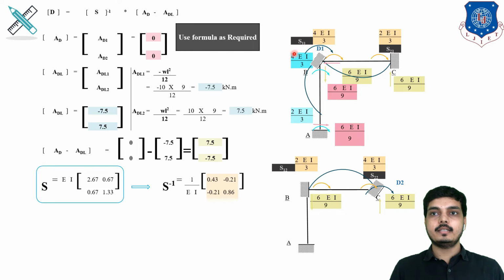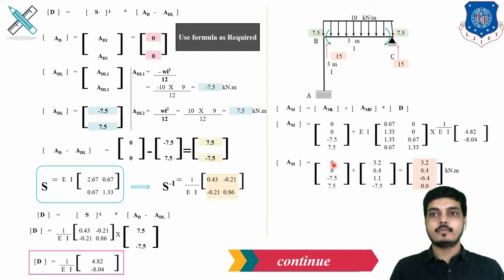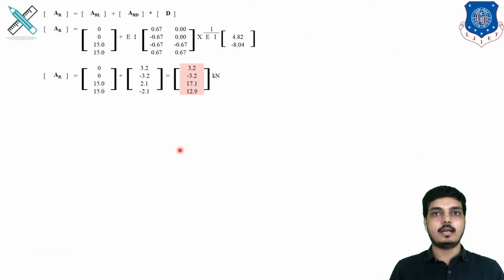So 2 by 3, 4 by 3, 4 by 3 and 2 by 3. So 2 by 3 is 0.67, 4 by 3, 4 by 3 and 2 by 3. And then there is 0, 0 and then 2 by 3 and 4 by 3. And this is the value of D which we have found out over here. After solving these 2 matrices, we will be getting this, and then the summation of this gives me the final value of AM.